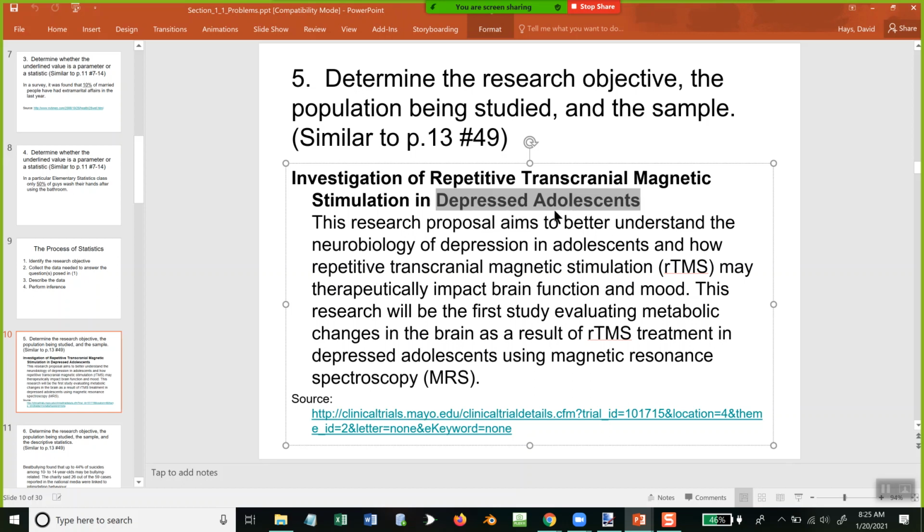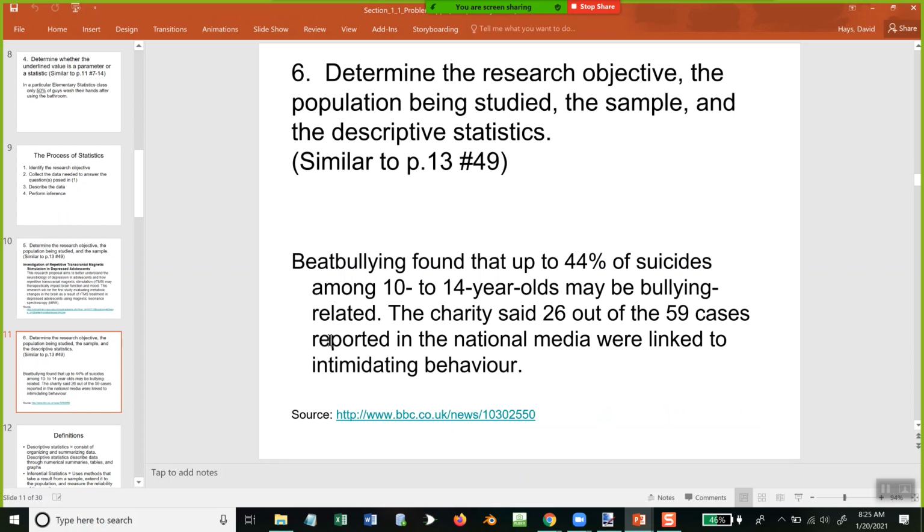There's no way you can apply magnetic stimulation to everybody. This one, Beat Bullying, found that up to 44% of suicides among 10 to 14-year-olds may be bullying related. Charity said 26 out of 59 cases reported in national media were linked to intimidating behavior.